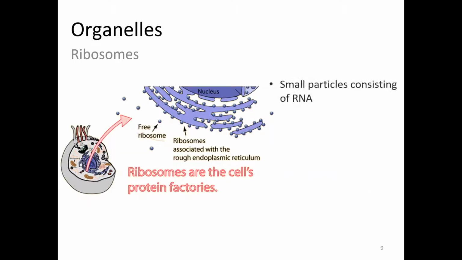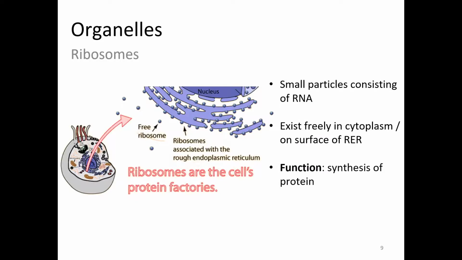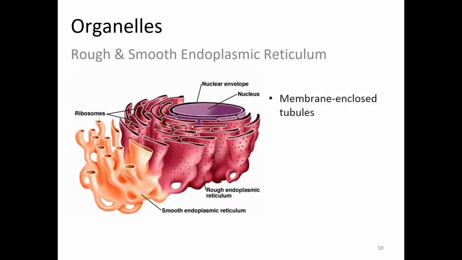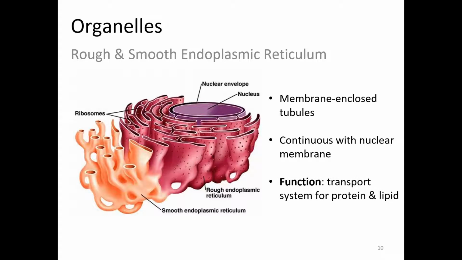Ribosomes are small particles consisting of RNA. They exist freely in cytoplasm or on the surface of rough endoplasmic reticulum. Its function is the synthesis of protein. Rough and smooth endoplasmic reticulum are membrane-enclosed tubules continuous with the nuclear membrane. Their function is as a transport system for protein and lipid.